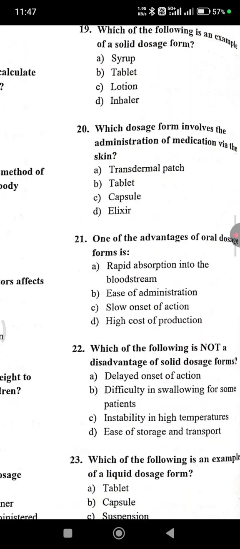Let's go for question number 21. One of the following advantages of oral dosage form is: rapid absorption into the bloodstream, ease of administration, slow onset of action, high cost of production. That is option B, ease of administration.